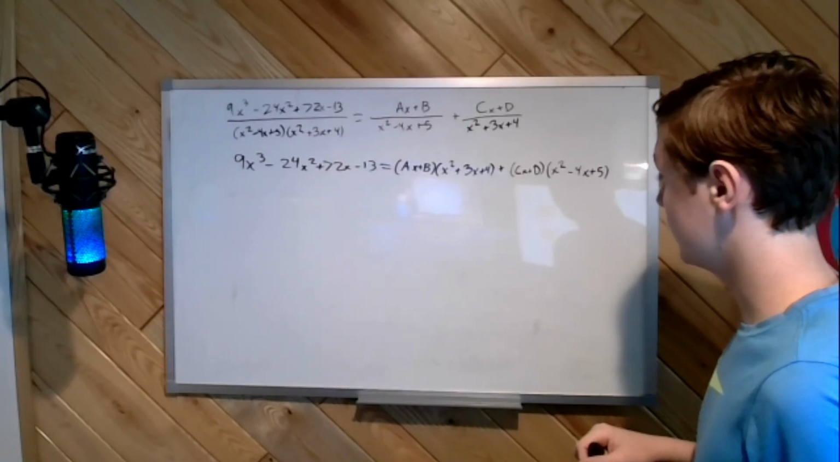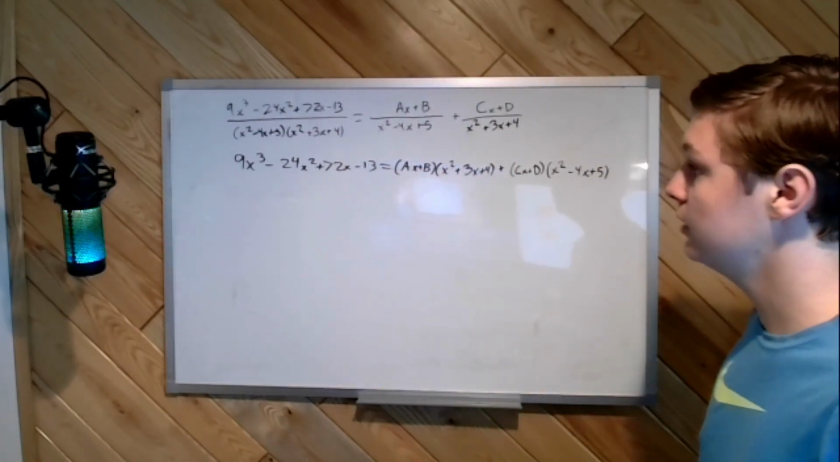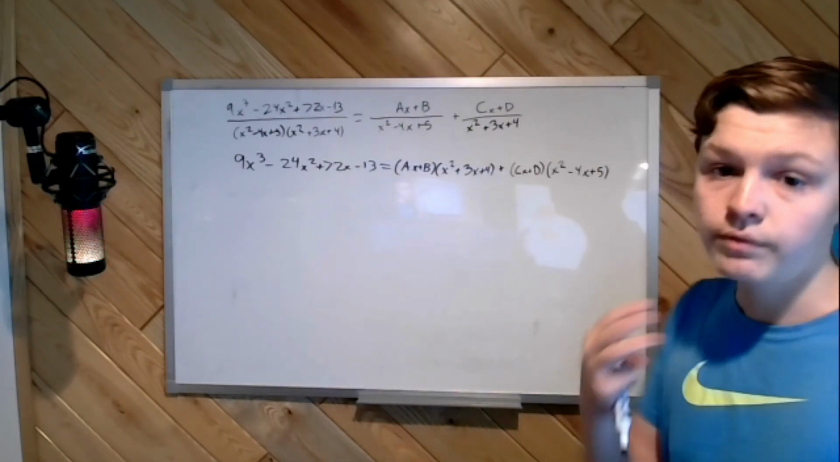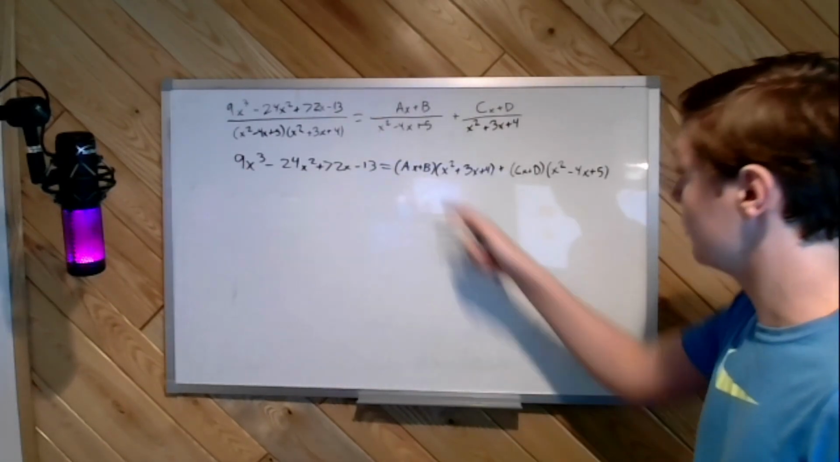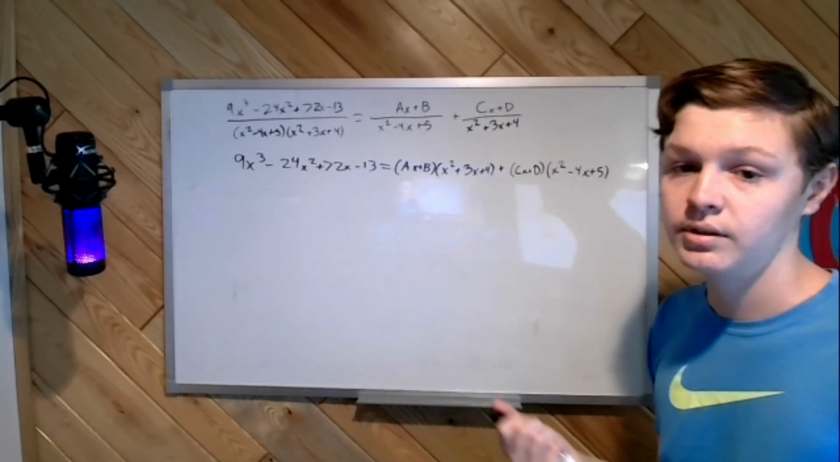So the immediate way that I can think of is, we need to solve for a, b, c, and d. So what we can do is plug in 0 for x, and then we're only going to get b and d, and this is just going to give us a little shortcut.